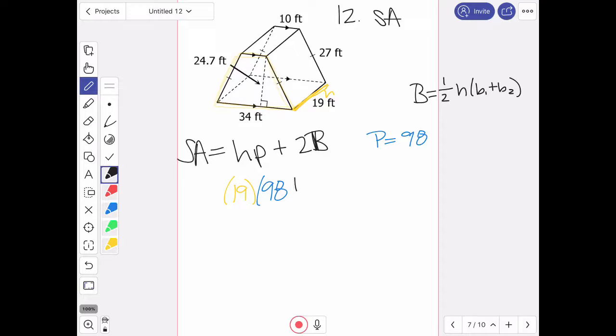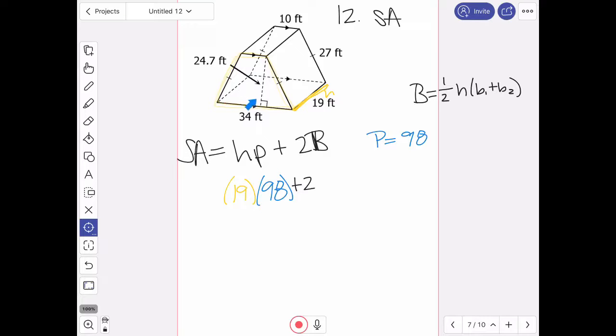And now I just have to find my base area. So finding the base area, I'm going to need all of this information right here. My base area is 1/2 times the height of the trapezoid. So just thinking about the trapezoid at this point. So that means this 19 feet should not be in your base area, okay? That was just for the height between the bases. That's already been used. We don't need that anymore.